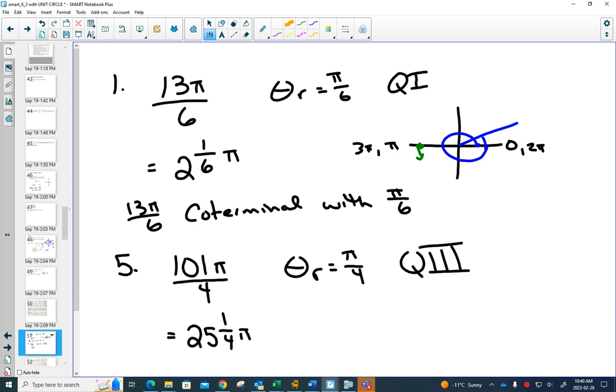Once I know pi over 4 family in quadrant 3, I can now say that 101 pi over 4 is coterminal with, what is my pi over 4 family in quadrant 3? 1 more than the denominator? 5 pi over 4. So your strategies for memorizing that I gave at the beginning of class can come in helpful here. Because you're going to have to be able to quickly say, what's my pi over 4 family in quadrant 3? Oh, it's 5 pi over 4. So I can say 101 pi over 4 is coterminal with 5 pi over 4.